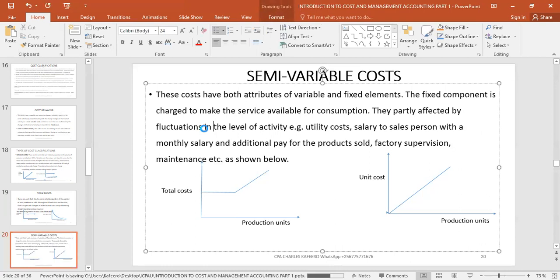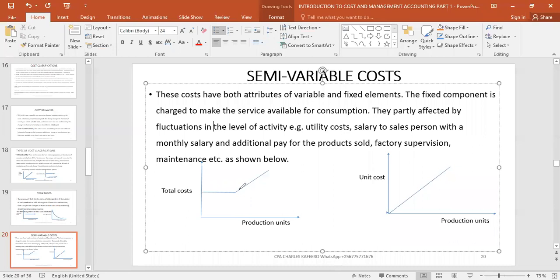In the level of activity, we have utilities, and salaries to a salesperson with a monthly salary and additional pay for the product sold. We have factory supervision, that's maintenance, among others. As you can see, the total semi-variable cost starts horizontal, then it becomes stepped up. There is an inclining amount depending on the number of items that are sold.